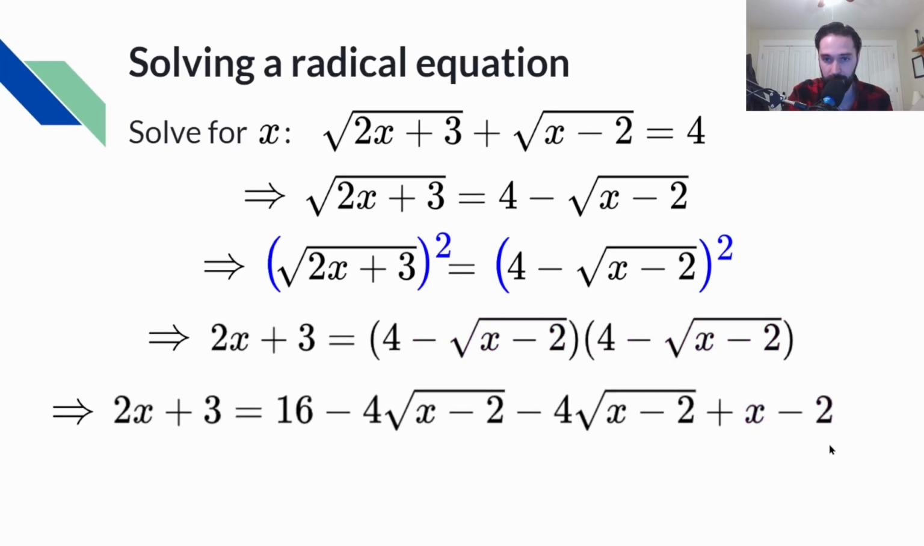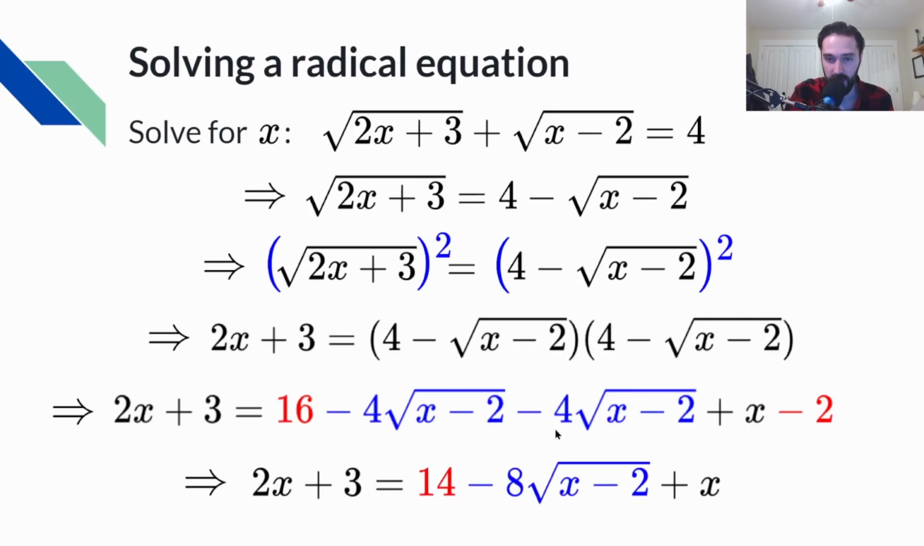Next, we notice that we have some constants that we can combine. We have 16 minus 2, that'll give us 14. And then these expressions in blue, we can treat essentially as like terms. We have negative 4 times something, minus 4 times that same something, so we can combine the constants in front to get negative 8 times the something, root x minus 2. Let's take this result to the top of the screen.